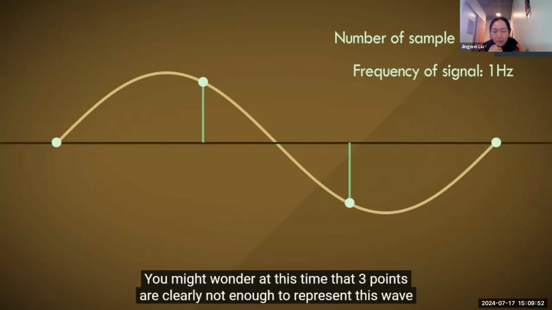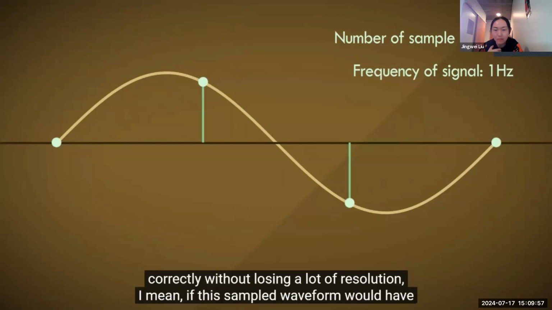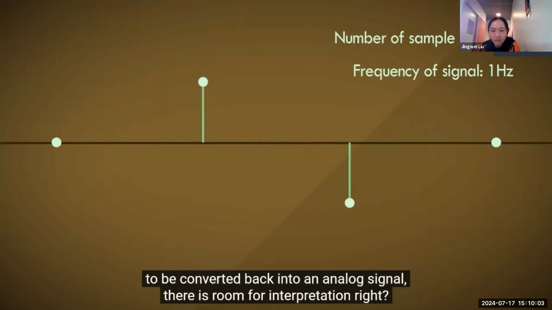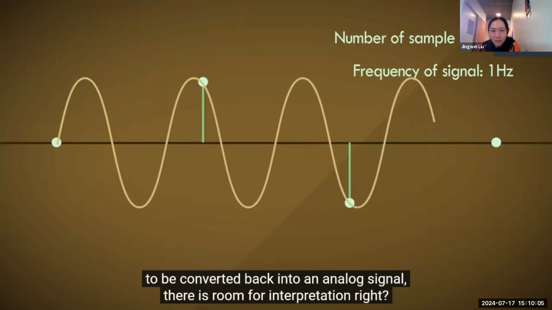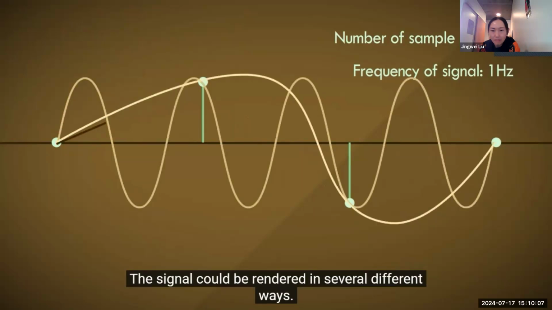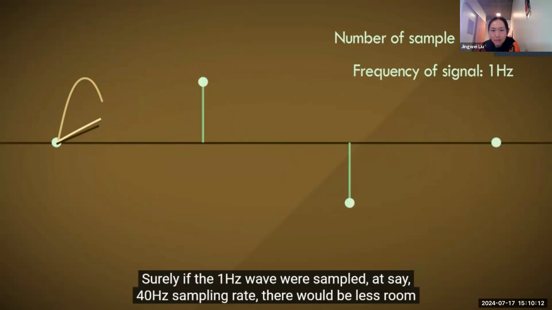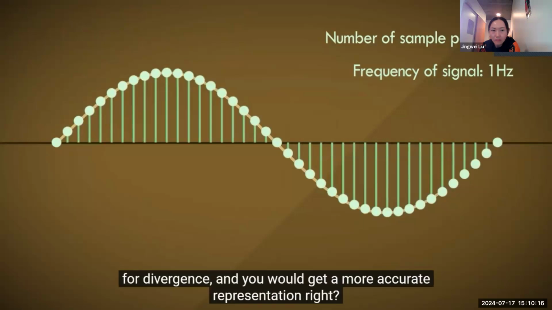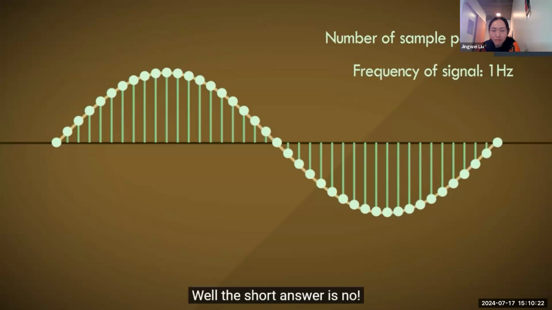You might wonder at this point that 3 points are clearly not enough to represent this wave correctly without losing a lot of resolution. I mean, if this sampled waveform would have to be converted back into the analog signal, there is room for interpretation, right? The signal could be rendered in several different ways. Surely, if the 1 Hz wave were to be sampled at, say, 40 Hz sampling rate, there would be less room for divergence, and you'd get a more accurate representation, right? Well, the short answer is no.